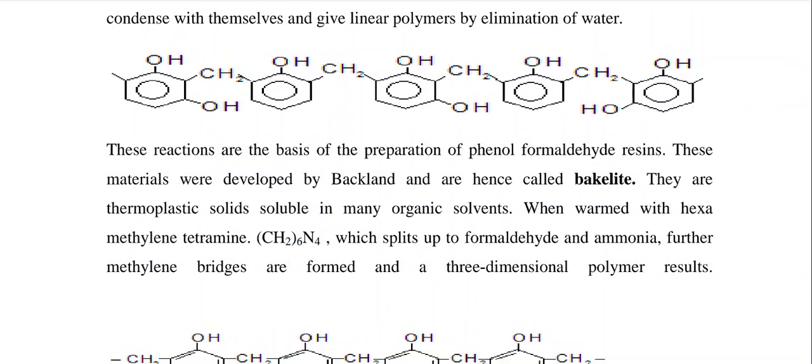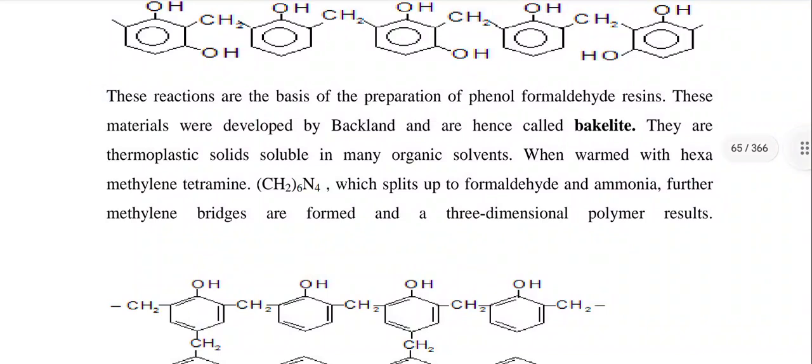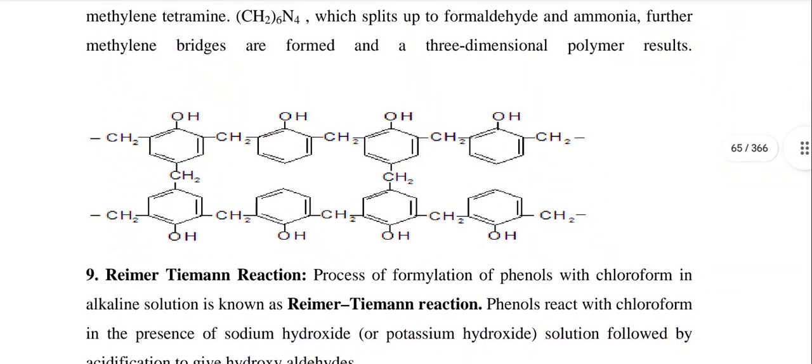These materials were developed by Baekeland, and hence are called Bakelite. They are thermoplastic solids soluble in many organic solvents. When warmed with hexamethylenetetramine, which splits up into formaldehyde and ammonia, further methylene bridges are formed and thus a three-dimensional polymer results.